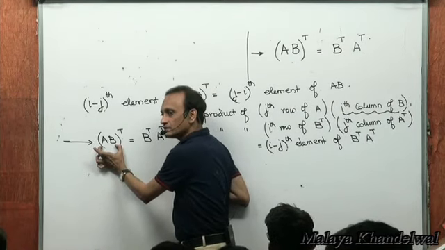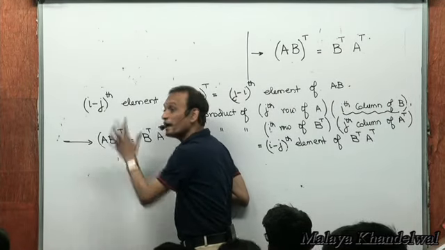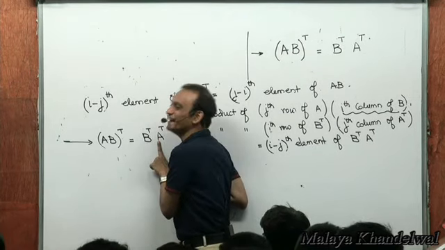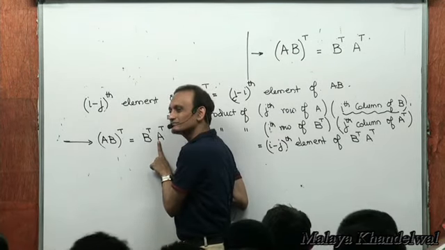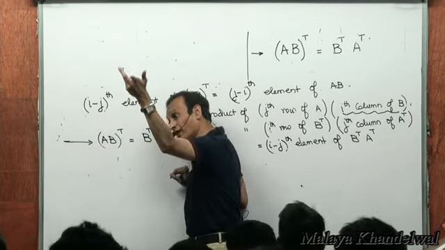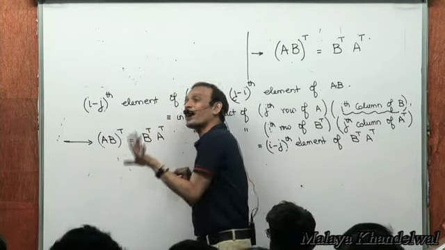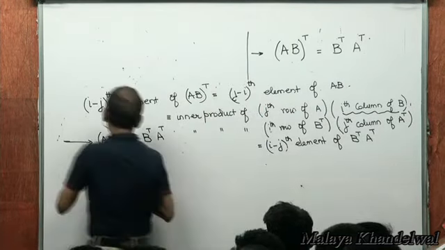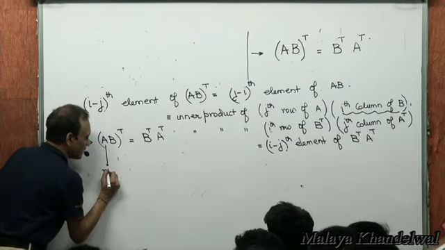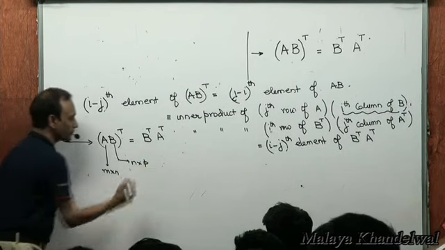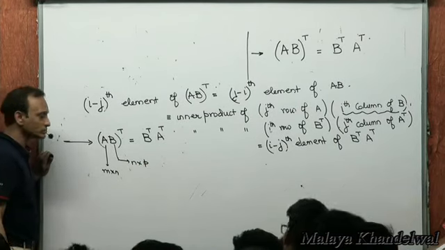If AB is defined, BA may or may not be defined, but B transpose into A transpose has to be defined. Very easy to see. If A is an M by N matrix, B has to be an N by P matrix. Yes or no?